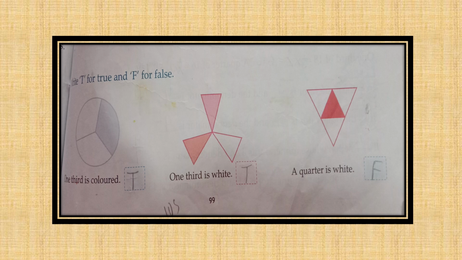The fourth question, a quarter. Quarter means 1/4. So here also 4 triangles are made. One is in the middle and the other 3 are at the corners. So it is saying a quarter is white. That means out of 4, 1 is white. But you can see in the picture only 1 is colored and the rest 3 are white. So it is wrong. It is not correct. So you will write F there.